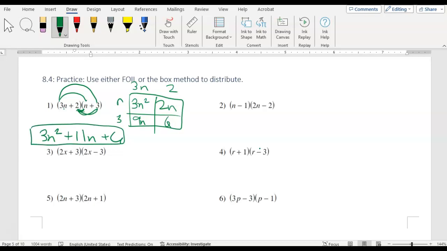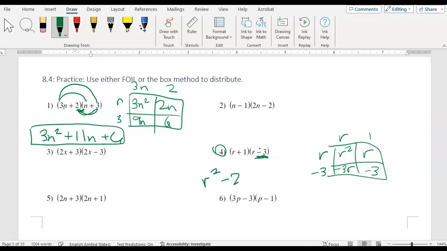Let me show you a quick one with a negative. Let's take a look at this one right here. If we were to do r plus 1, r negative 3. So put that negative with the 3. Remember, the sign in front of the number goes with that number. So r times r is r squared. R times 1 is r. Negative 3r. And then negative 3 times positive 1 is negative 3. Now we can combine our like terms. R squared minus 2r, because negative 3r and positive 1r, minus 2r, and then minus 3.